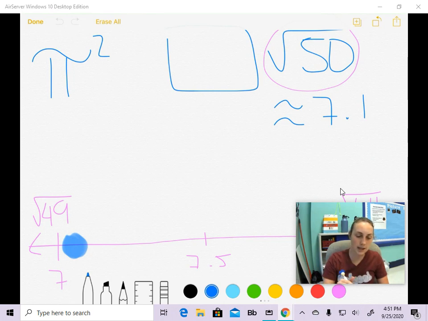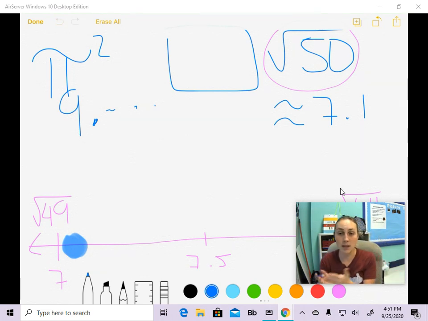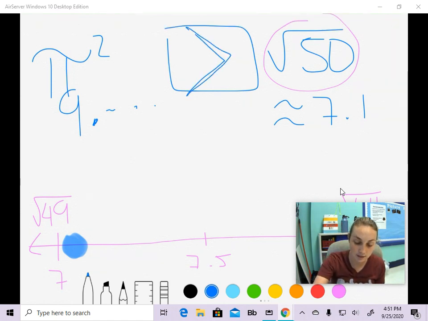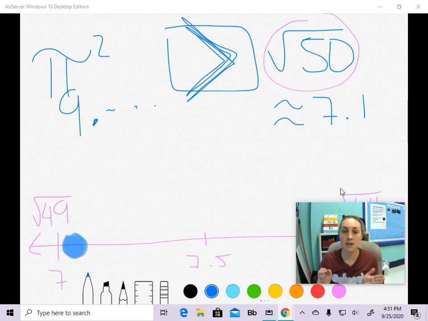Let's multiply 3.14 times 3.14. Well, we don't even have to do that. The whole number that goes with pi is going to be 3. So if we multiply 3 times 3, that is going to be 9, and then it would be a decimal number that went on forever. But the whole number is going to be 9. 9 is bigger than 7, so pi squared is going to be greater than the square root of 50.